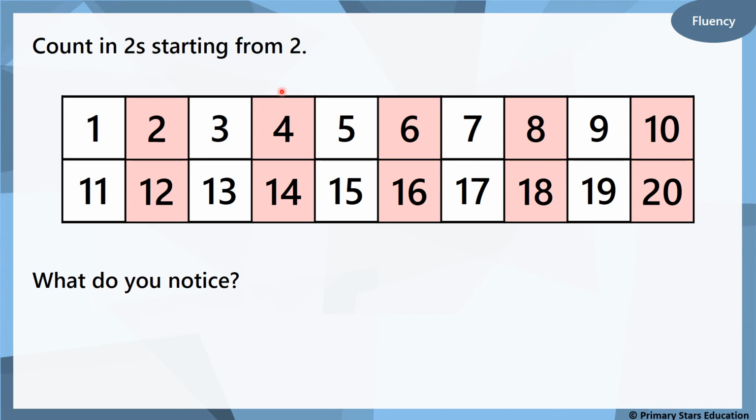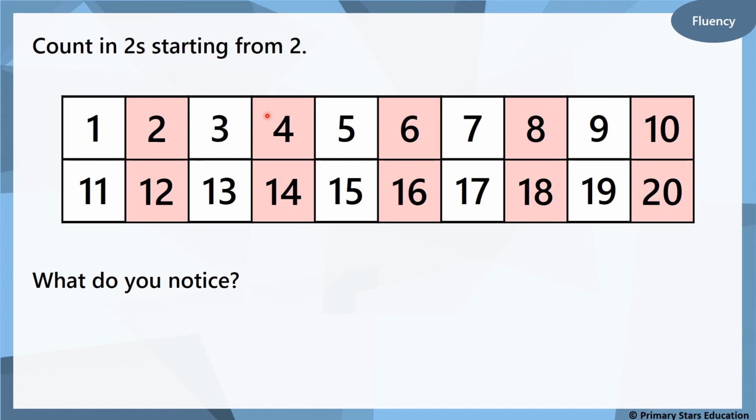Hopefully you've noticed that they are all even numbers in pink. When we count up in twos from 2, they are all even numbers. What does an even number mean? Now that means that they can be shared in half equally. So for example, the number 4 is an even number. If we were sharing sweets between 2 children and there were 4 sweeties, we would both have the same amount.